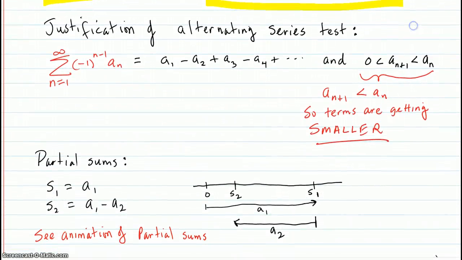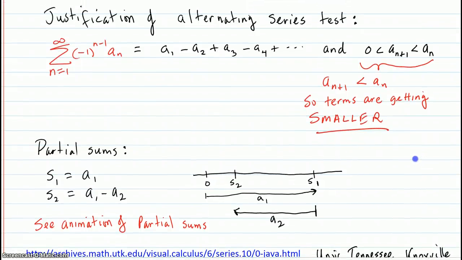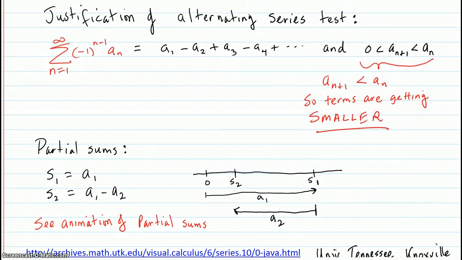Okay, so the justification for the alternating series test. First, we just outline what it is again. Here's the alternating series. It looks like this: A1 minus A2 plus A3 minus A4. And each successive term is smaller than the one before. So that's important. The terms are getting smaller in absolute value.